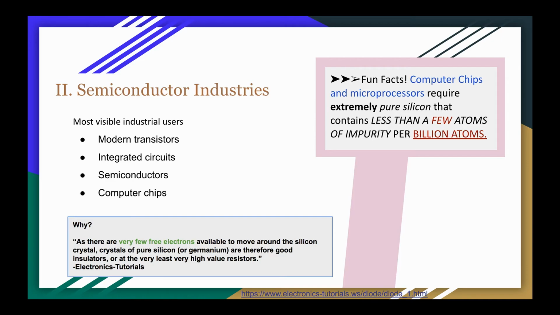You're probably asking how this happens. Well, silicon has 4 valence electrons, so it has very few free electrons. And what these electrons do is they move around the silicon crystal, and this causes the crystal to be a good insulator and have very high value resistors.